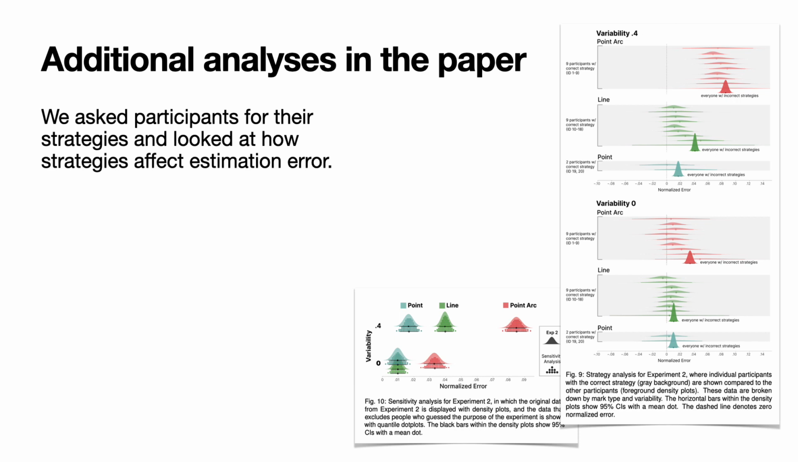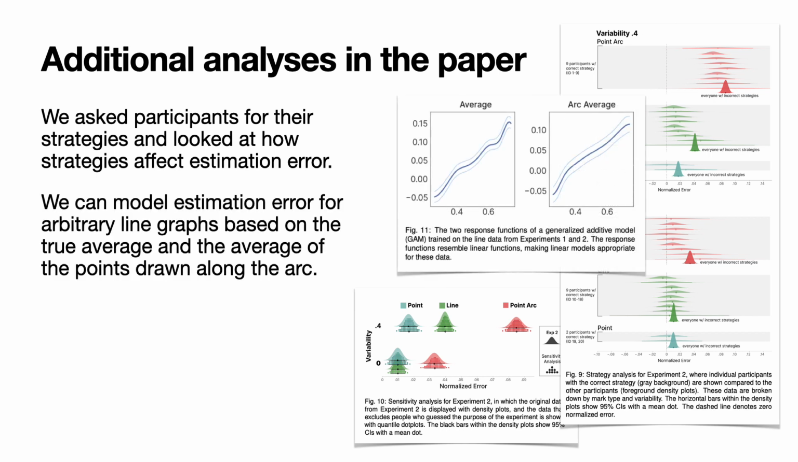In the paper, we describe these experiments in detail, and also describe additional analyses. For example, we asked participants for their strategies and found that using the correct strategy reduced the estimation error. We also created a model to predict the estimation error for arbitrary line graphs based on just the true average and the average of the points drawn along the arc.